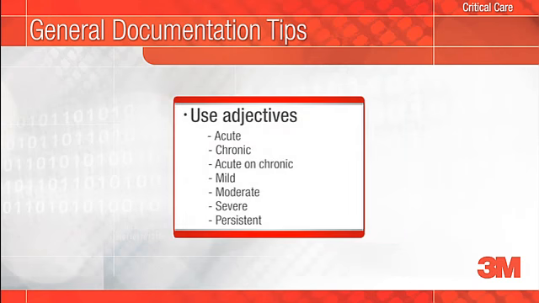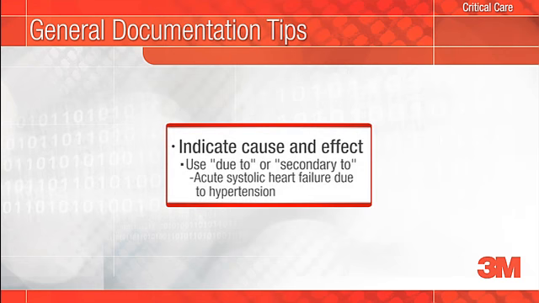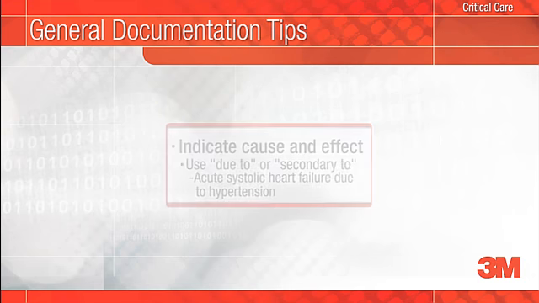Differentiate in your notes whether or not a condition is acute, chronic, or acute on chronic whenever appropriate. For example, write acute on chronic congestive heart failure rather than congestive heart failure. Use due to or secondary to indicate cause and effect and to record all conditions the patient may have, such as acute systolic heart failure due to or secondary to hypertension.